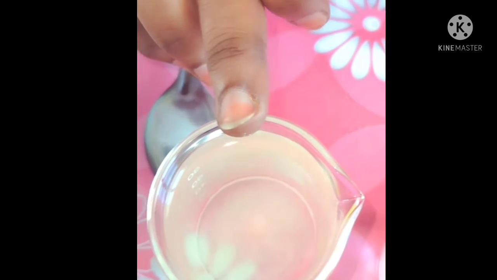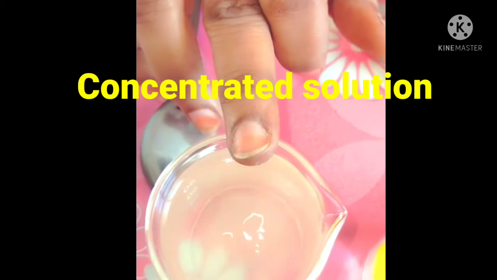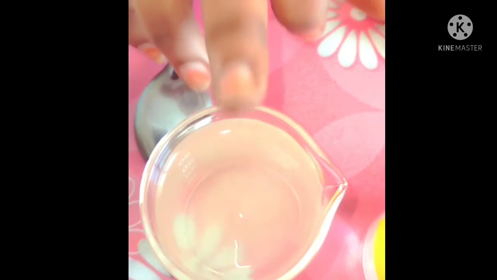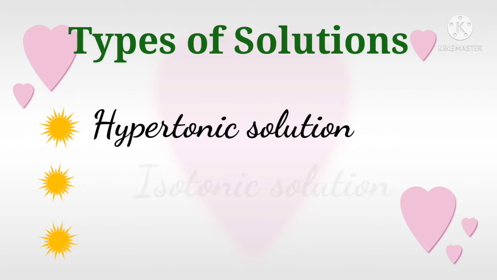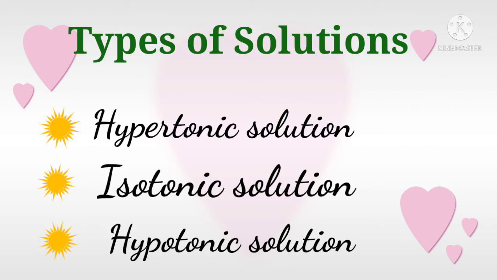Okay children, so in beaker 3 the sugar is high. This is called the concentration of the sugar. So the third beaker has the most concentrated solution compared to the first and second. Based on the concentration, the solutions are of three types. They are hypertonic solution, isotonic solution and hypotonic solution. So the coming video explains the nature of the solutions.